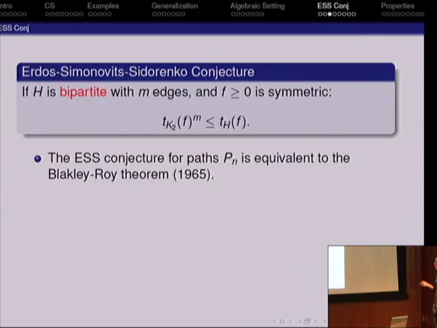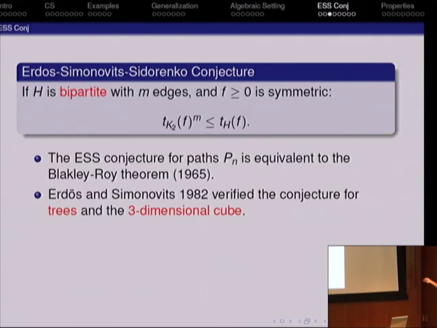So even that case is not so trivial. Then Erdős and Simonovits conjectured this and verified it for trees and the three-dimensional cube. The way they formulated the conjecture is more combinatorial, so it doesn't talk about homomorphism densities. It actually talks about the actual edge densities, so there are error terms.